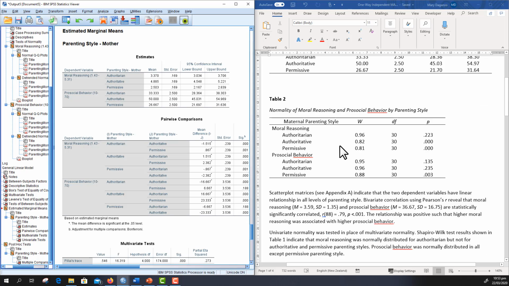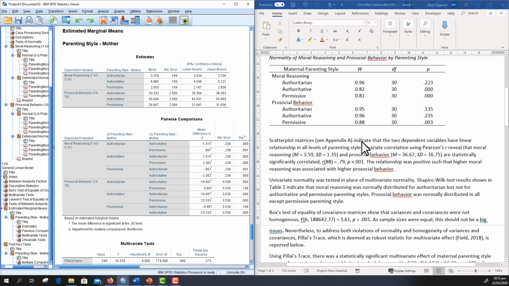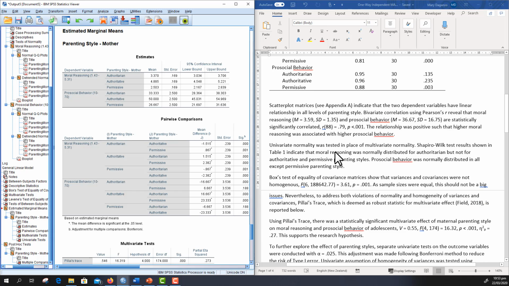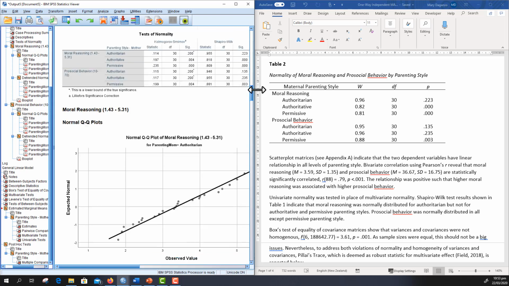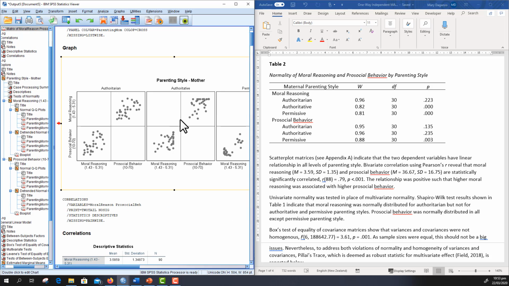So after reporting the descriptive statistics, we move to the assumptions for MANOVA. Scatter plot matrices. Okay, so this is our scatter plot matrices. I copy-pasted this one into the appendix for the readers to examine. So scatter plot matrices indicate that the two dependent variables have a linear relationship in all levels of parenting styles.